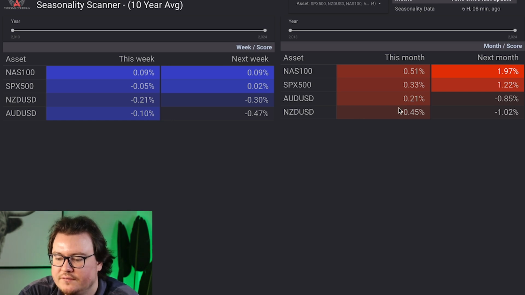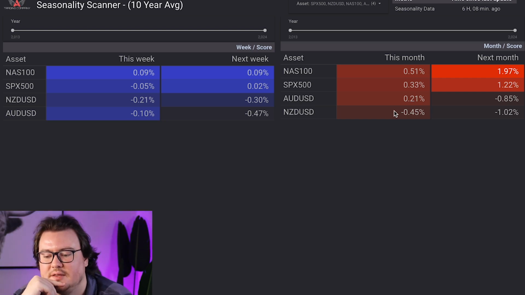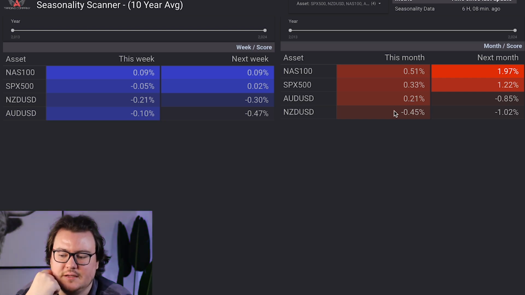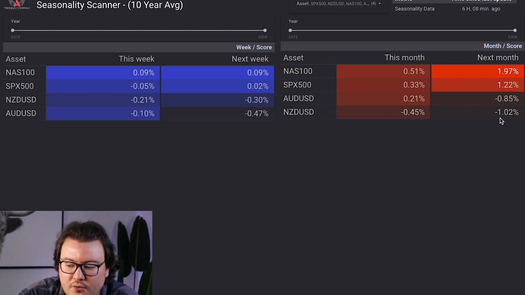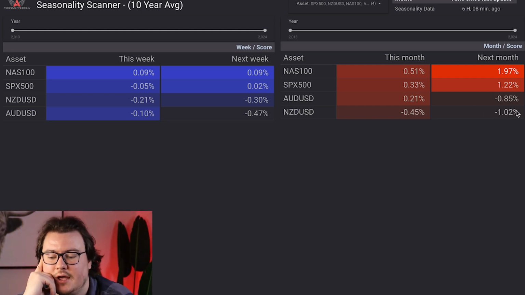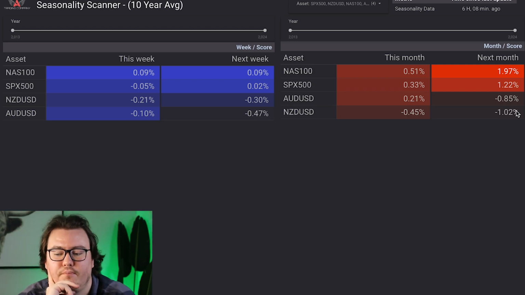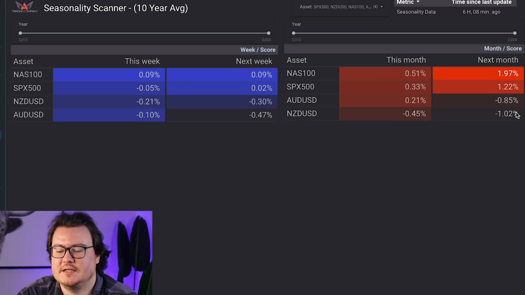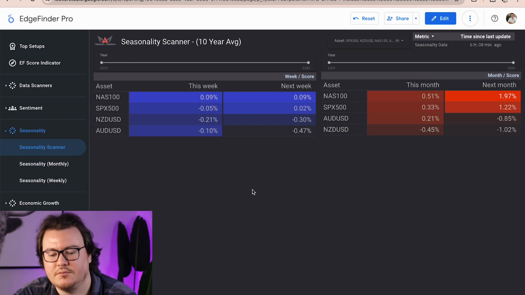This month, historically for Aussie dollar, up 0.2%, but NZDUSD historically this month is almost down about 0.5%. Next month, though, for both of them, negative months for AUDUSD and NZDUSD. Okay, so this is interesting. So we have two bullish assets next month, historically speaking, and we have two bearish assets. We can break this down into even more detailed charts.